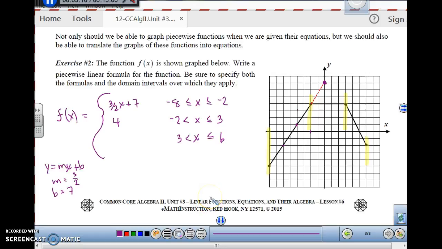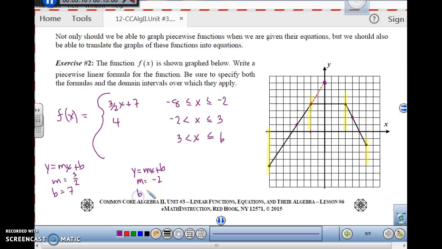All right, now we can do the same thing with the third line over here. We knew this one was 4. Now between 3 and 6 is the other graph that we have. So we want to check out our slope. Notice here, going left to right, this slope is going to be negative. It's down 2 over 1. M is going to be negative 2.